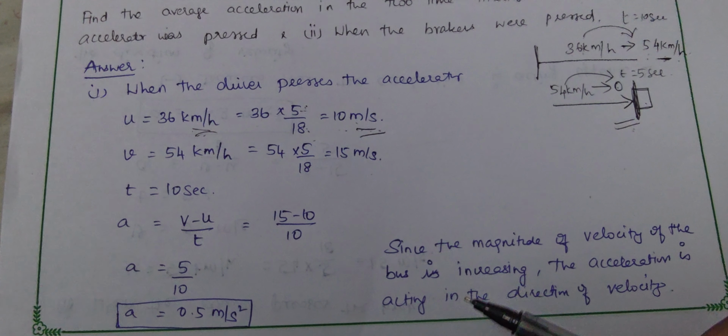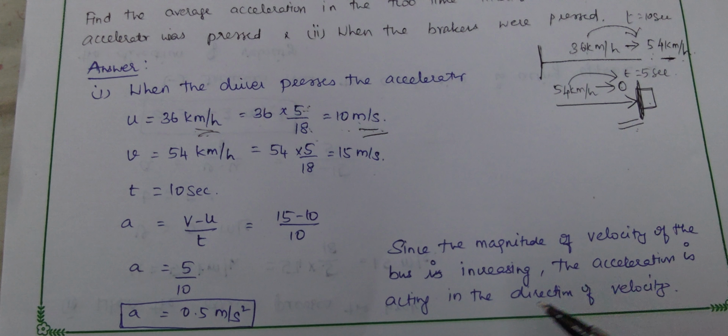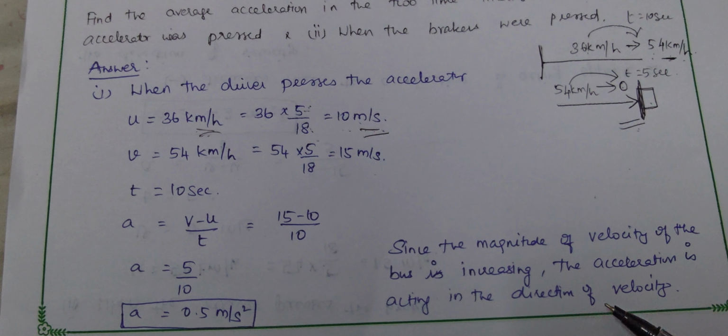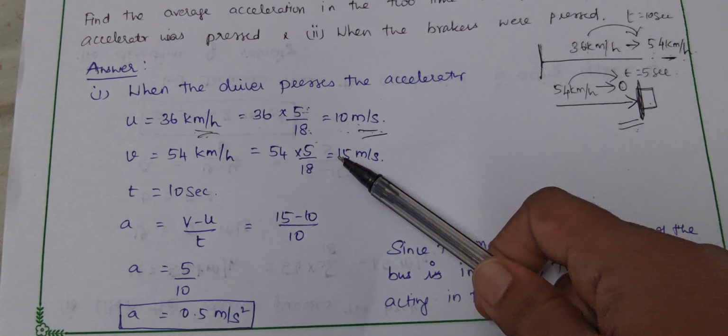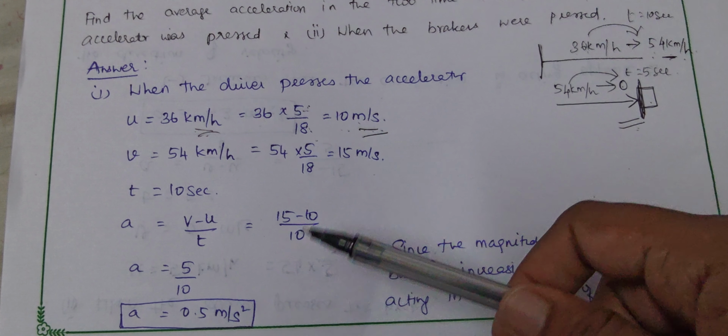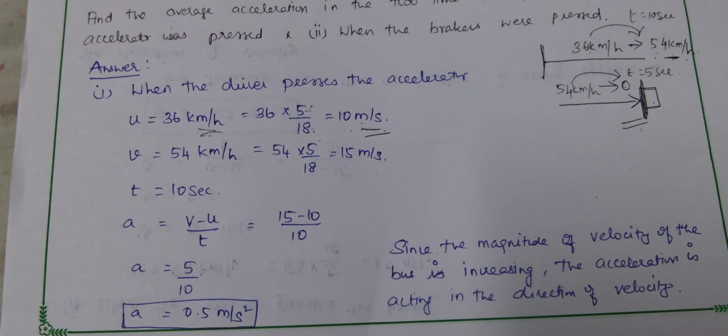This is the first case. Since the magnitude of the velocity of the bus is increasing, the acceleration is acting in the direction of velocity, because it is increasing from 10 to 15. So the acceleration is acting in the same direction. And we have to go for the second case also.